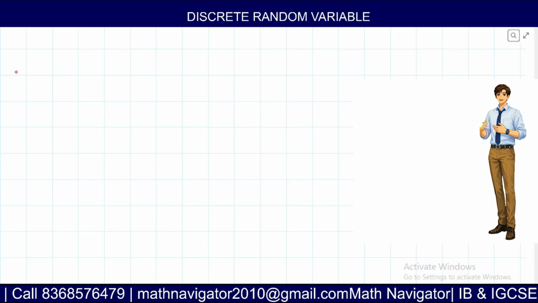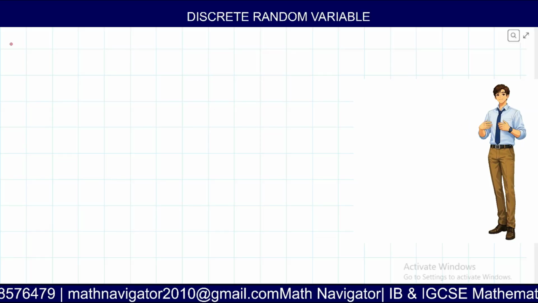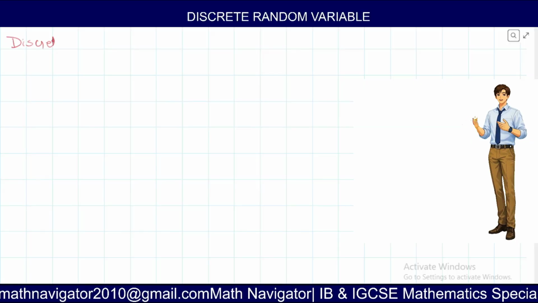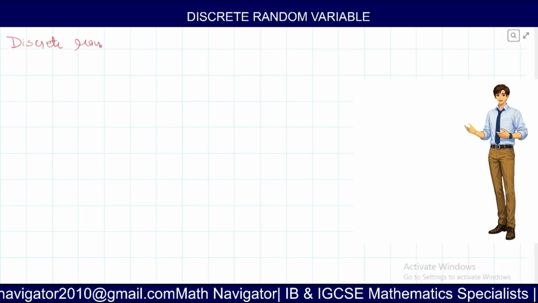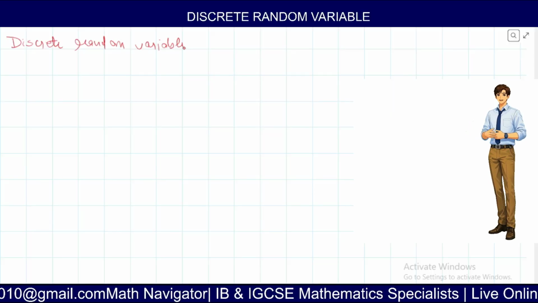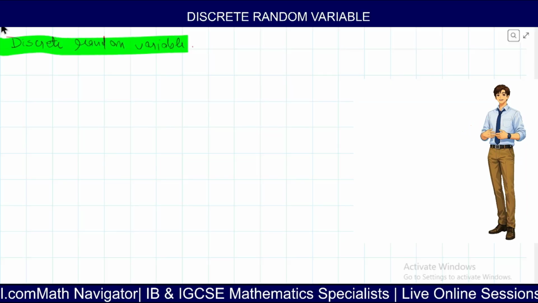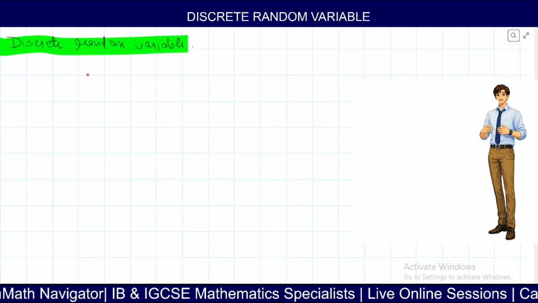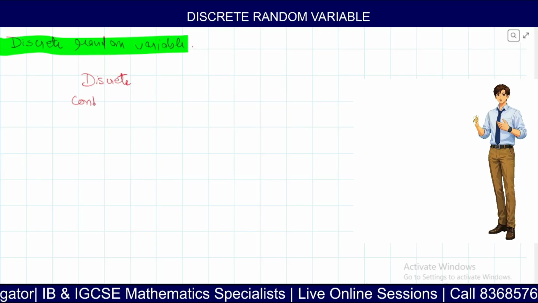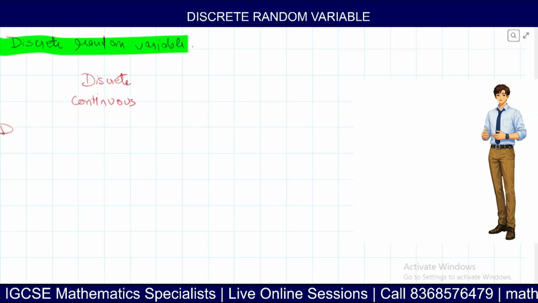Today we are going to talk about discrete random variable, which is part of statistics and probability. As the name suggests, we have two types of variables, that is the discrete and continuous. Discrete is something which takes fixed value.